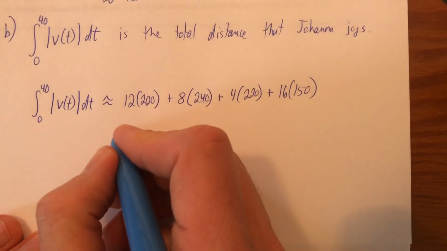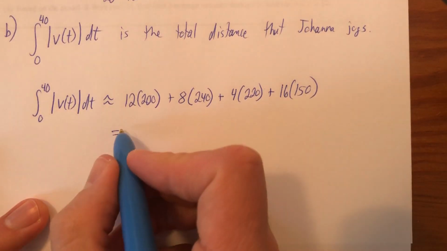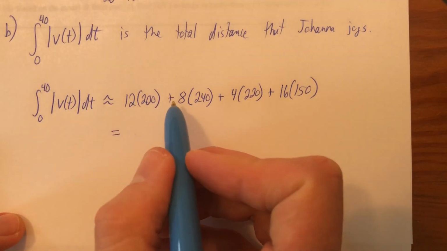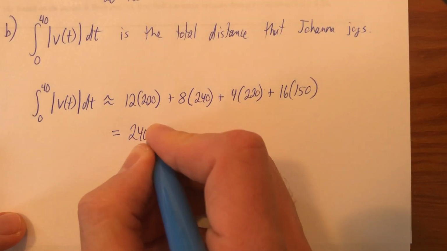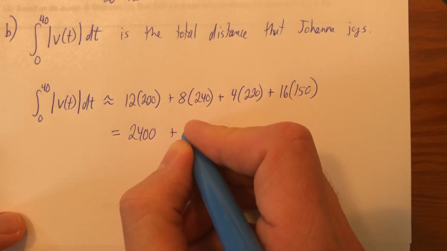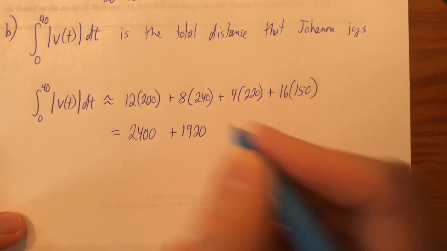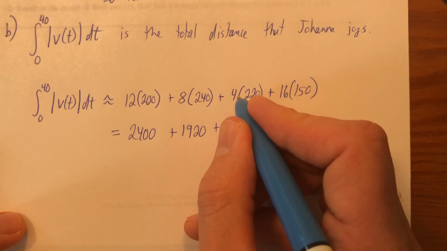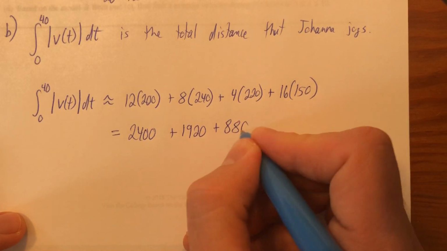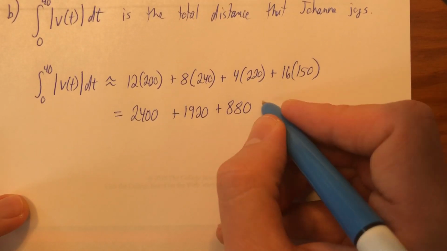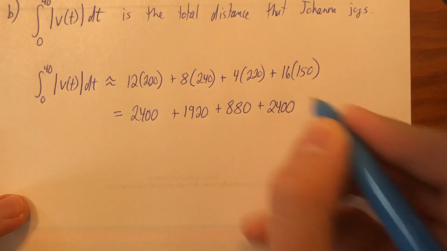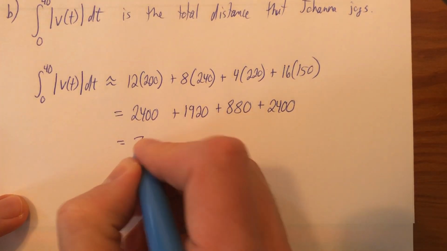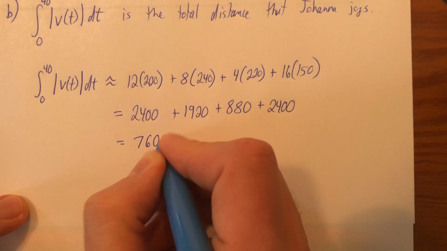So here goes. This is equal. I'm going to say equal. I mean, this is approximately that, but this is directly equal to this. This is 2,400 when you multiply those out. This is going to be 1920, and you can do that. And then this one, 4 times 22, well, that's 88. And 16 times 15 is 240, but we'll put an extra 0 there. And when we add all those, we're going to have 7,600.